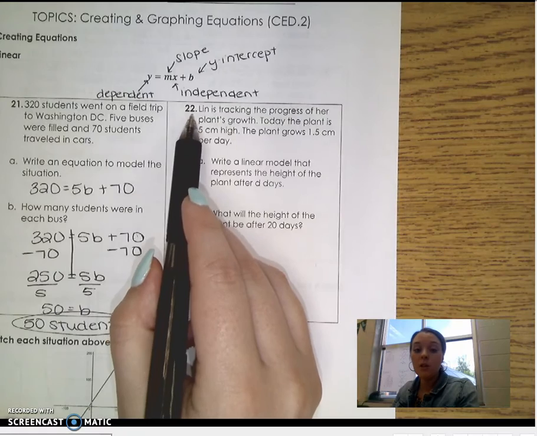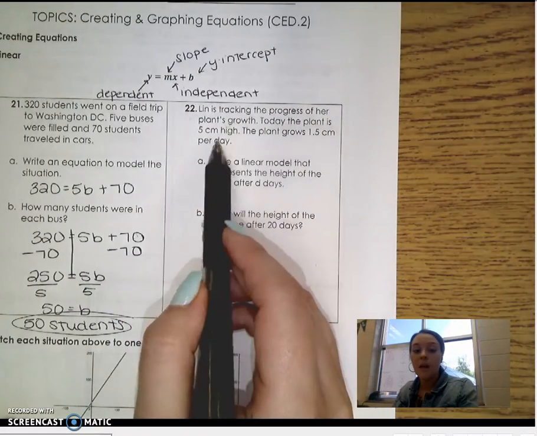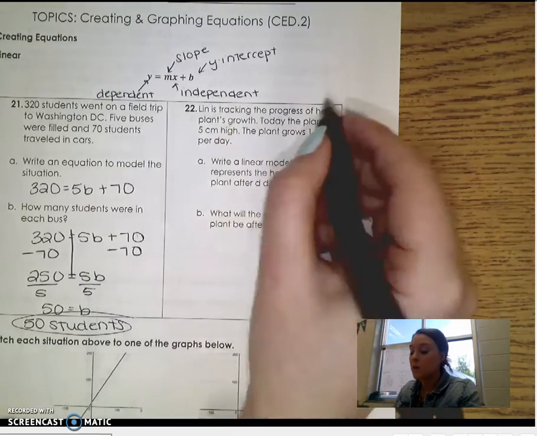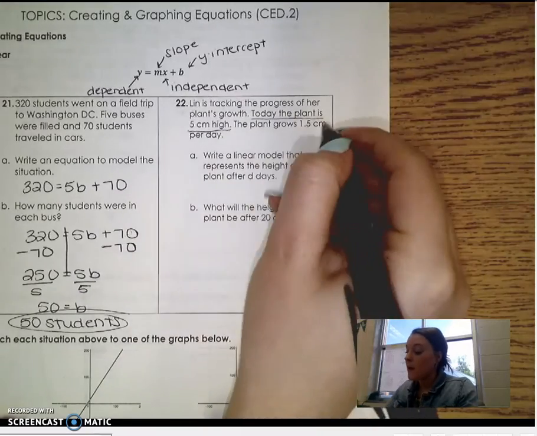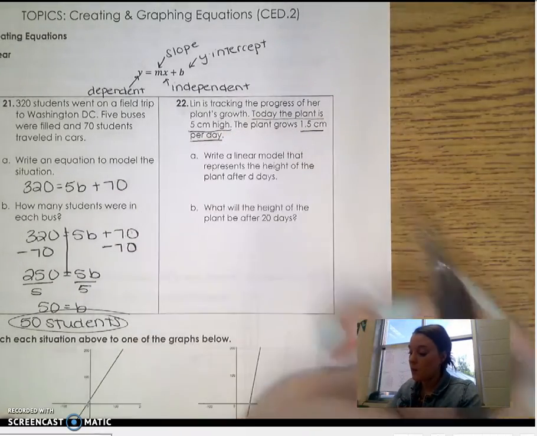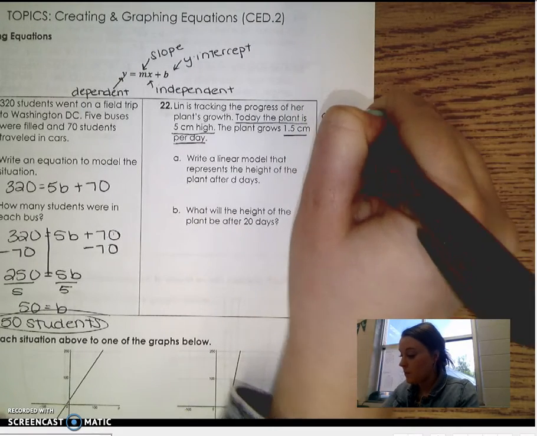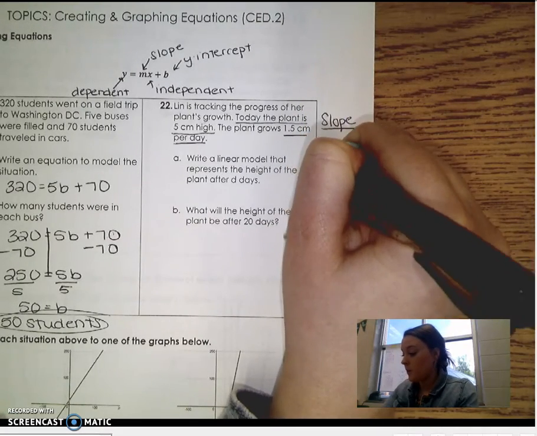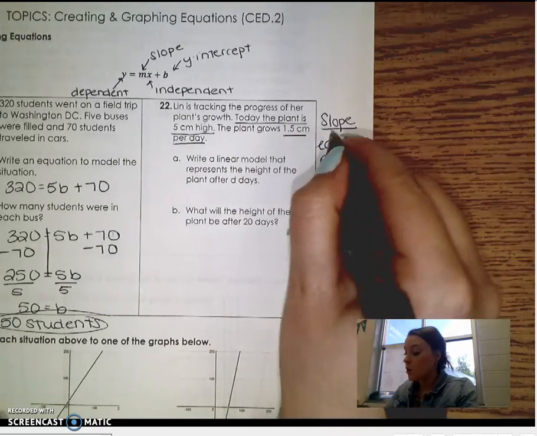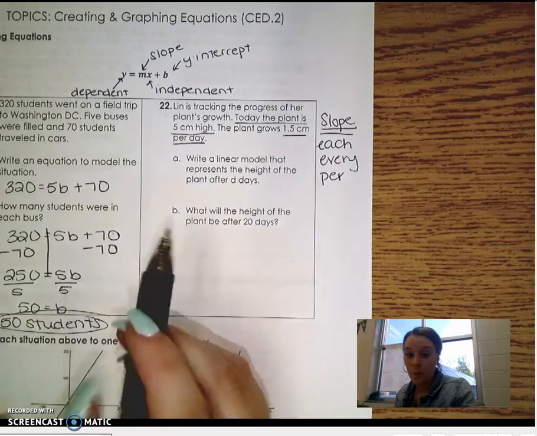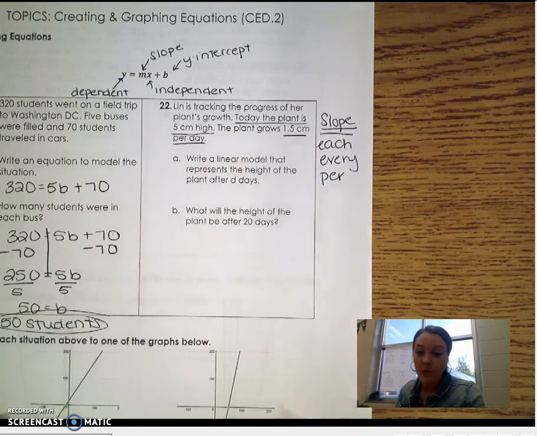Number 22 is very similar. It says that Lynn is tracking the progress of her plant's growth. Today the plant is 5 centimeters high, so that's going to be your starting value. The plant grows 1.5 centimeters per day. Remember that your slope keywords were each, every, and per. Whenever you hear those words, you should be thinking about slope. So write a linear model that represents the height of the plant after d days.